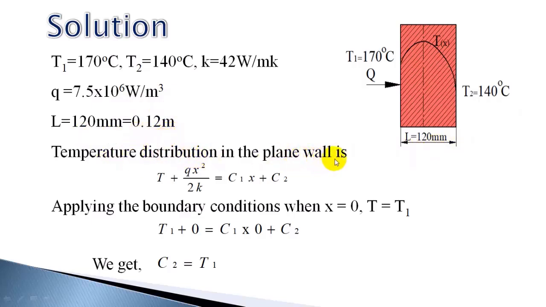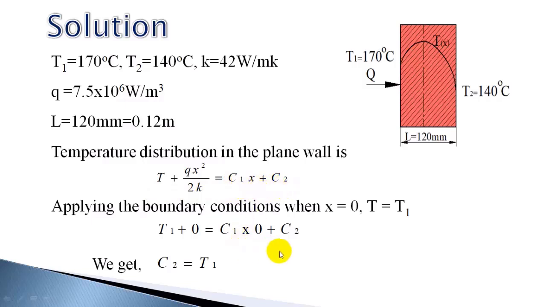Now we know the temperature distribution in the wall is given by T plus Qx square by 2k is equal to C1x plus C2. This we are getting by double integration. After writing the governing equation for one-dimensional steady-state heat conduction through a plane wall with uniform heat generation, you can integrate it. The governing equation is d square T by dx square plus Q by k is equal to 0, assuming that the material has constant thermal conductivity. Integrating that governing equation twice, you get the expression for T. So it's T plus Qx square by 2k is equal to C1x plus C2. So this is the general equation for temperature. Now based on the situation, you have to solve for C1 and C2.